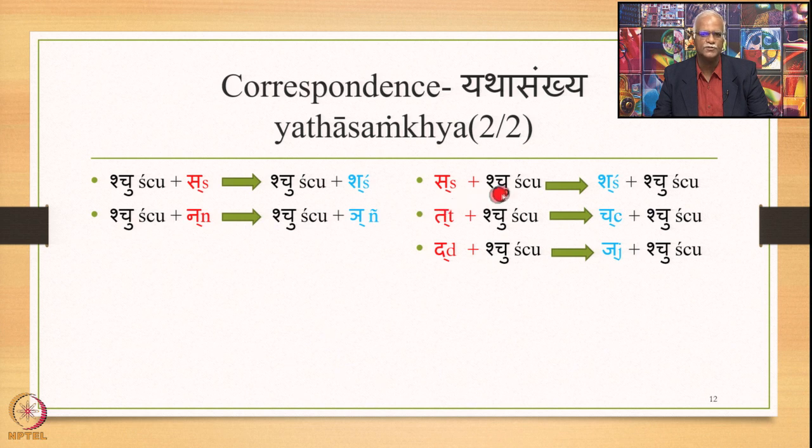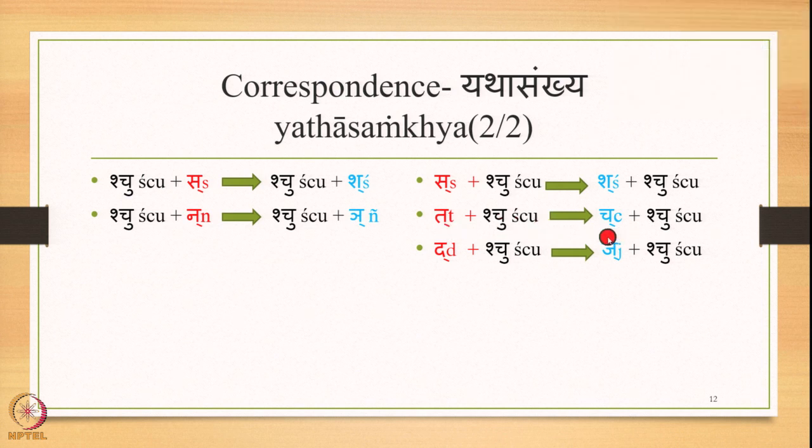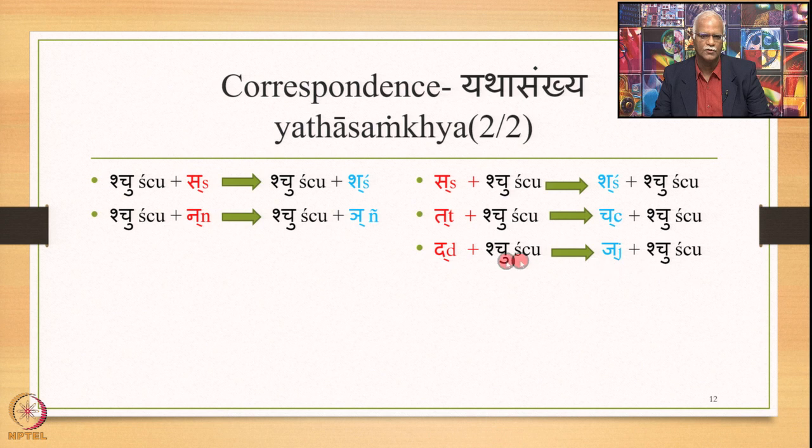Similarly, if you have sa plus chu, where the order is reversed, even in that case, sa gets substituted by sh in the environment of ścu, ta gets substituted by ch in the environment of ścu. Remember, ta is the first in its class, so it is substituted by ch, which is first in its class. Da plus ścu, and the output is j plus ścu. Da is the third consonant in the class, and so in its place comes j, which is the third consonant in the ch class.